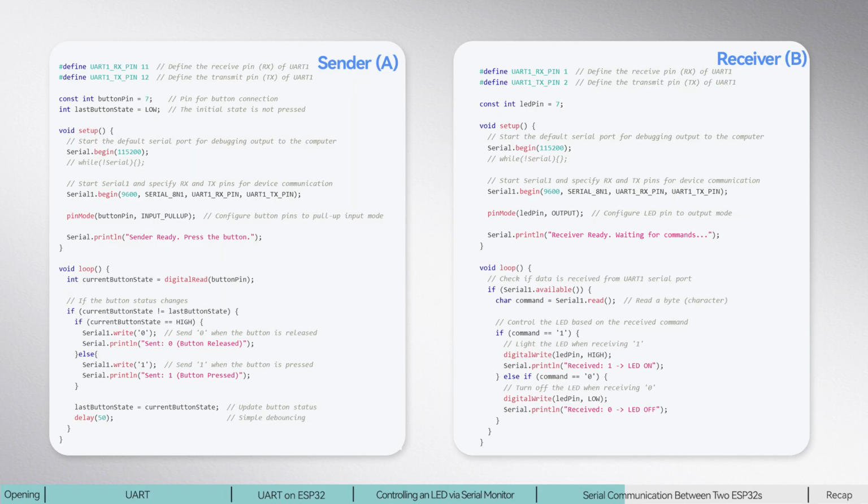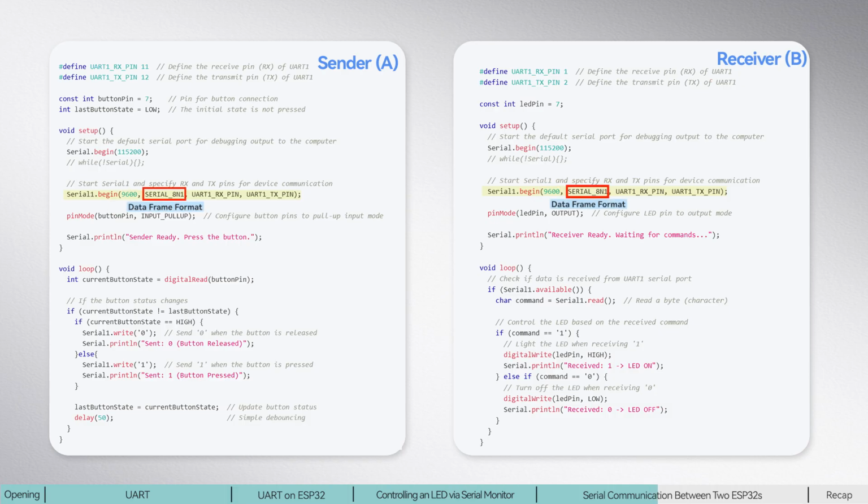This time we have two pieces of code, one for the sender and one for the receiver. Both pieces of code initialize Serial for debug output to the computer, and also initialize Serial1 for inter-board communication. Focus on the Serial1.begin function. The first parameter, 9600, is the baud rate. The baud rates of the two communicating parties must match exactly.